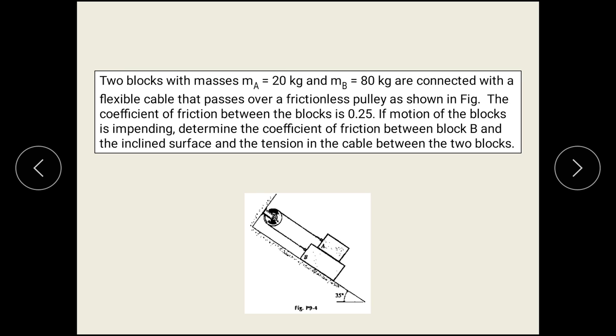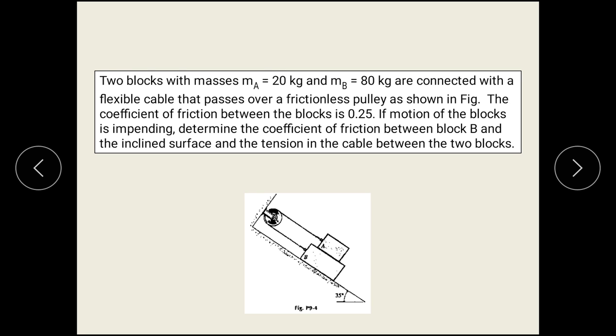Two blocks with masses A and B. Mass of block A is 20 kg and mass of block B is 80 kg. They are connected with a flexible cable that passes over a frictionless pulley as shown in the figure. The coefficient of friction between the blocks is 0.25. If motion of the blocks is impending, determine the coefficient of friction between block B and the inclined surface and the tension in the cable between the two blocks.